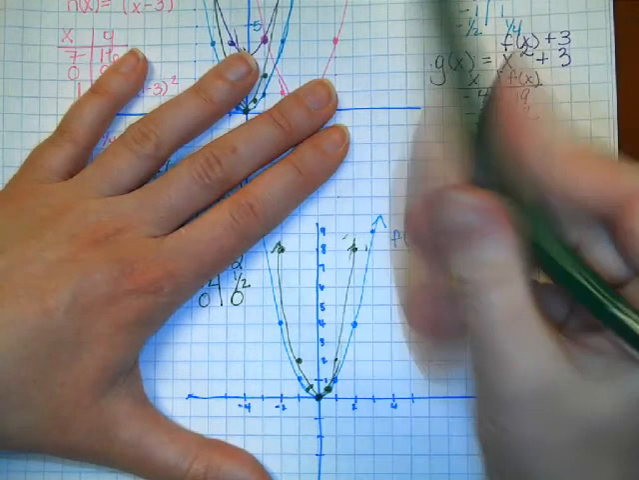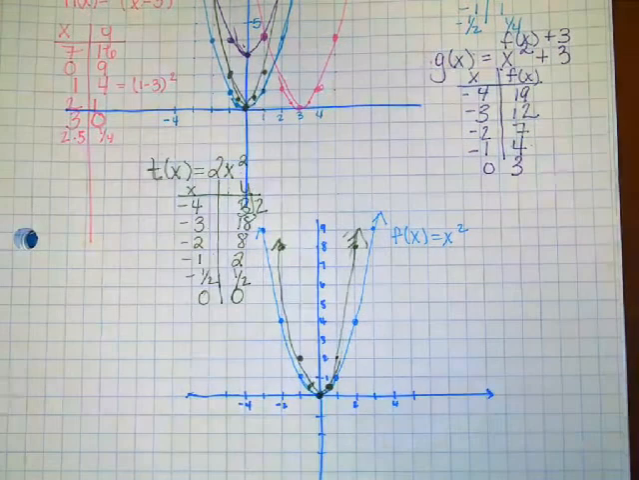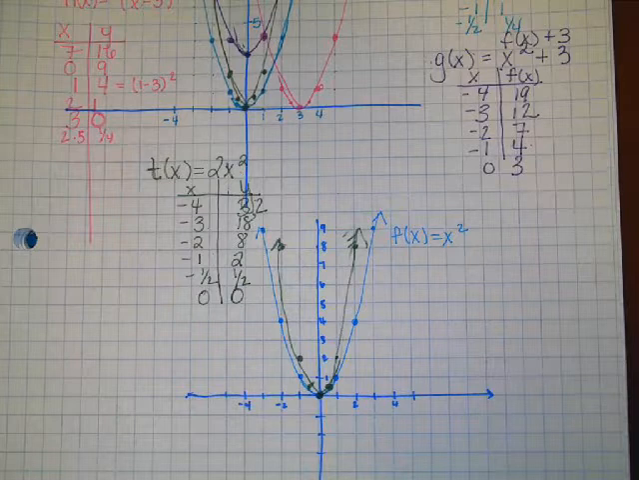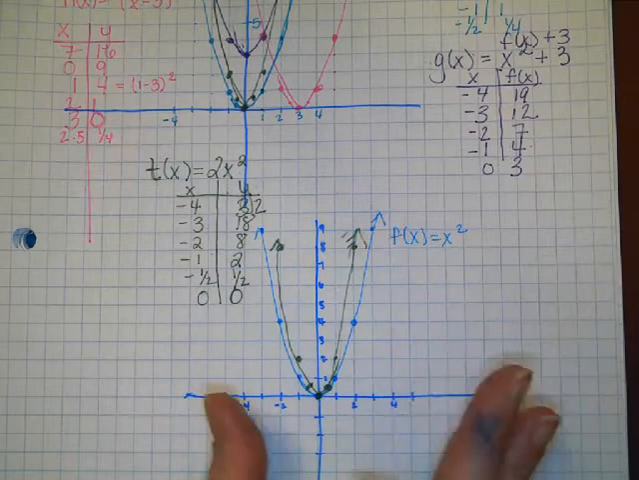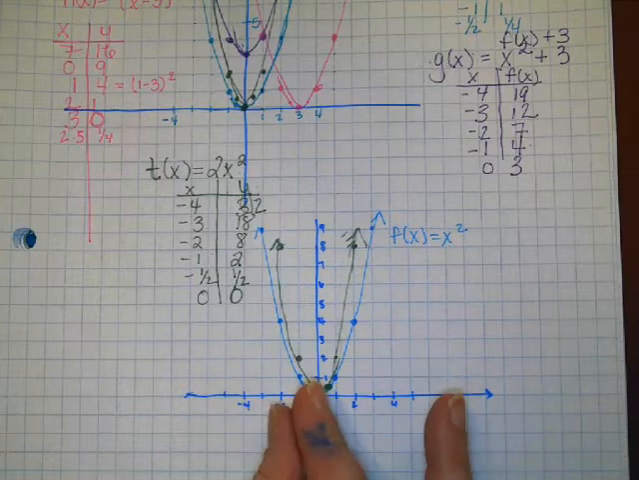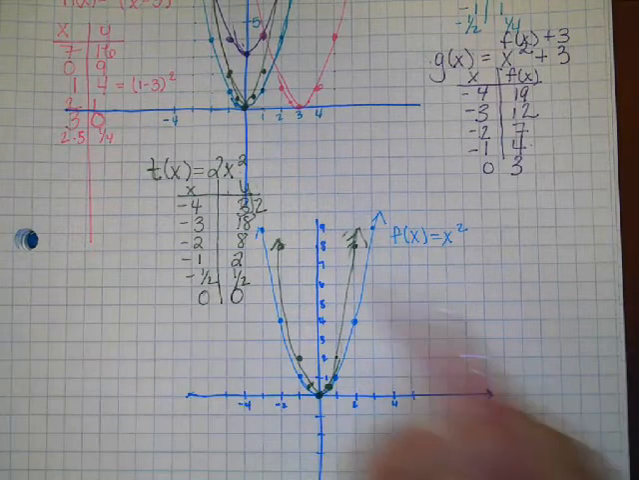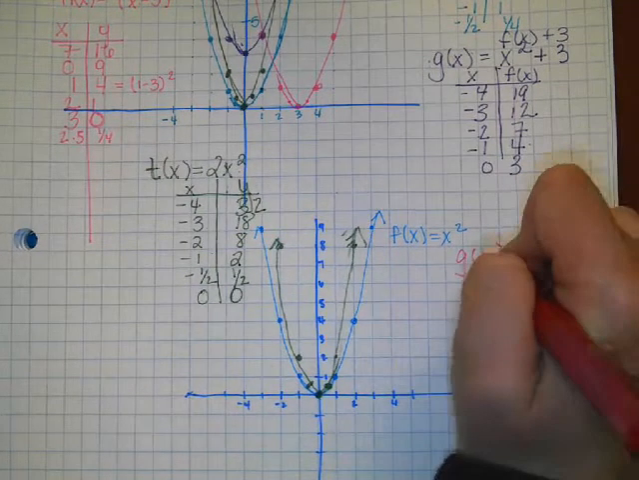So what you imagine is that it's like a rubber band. It's being held at the vertex and just stretched upward. So what I see is an upward stretch. All right, so that is a vertical stretch, but notice it also compressed it horizontally. So let's look at a horizontal compression.